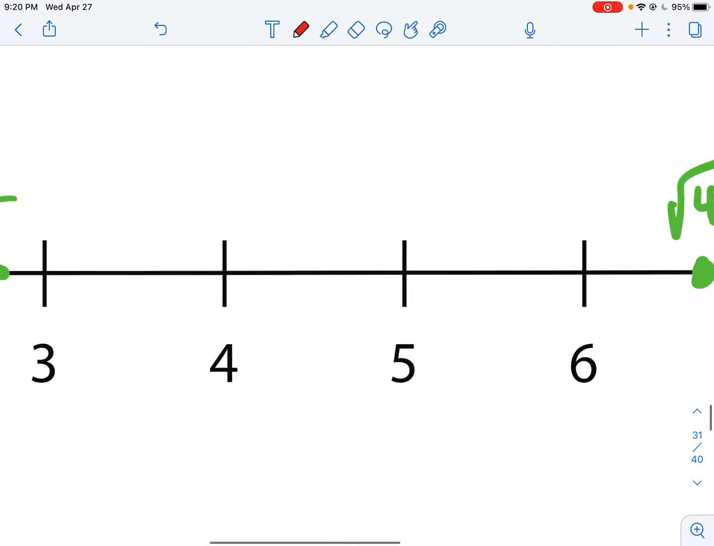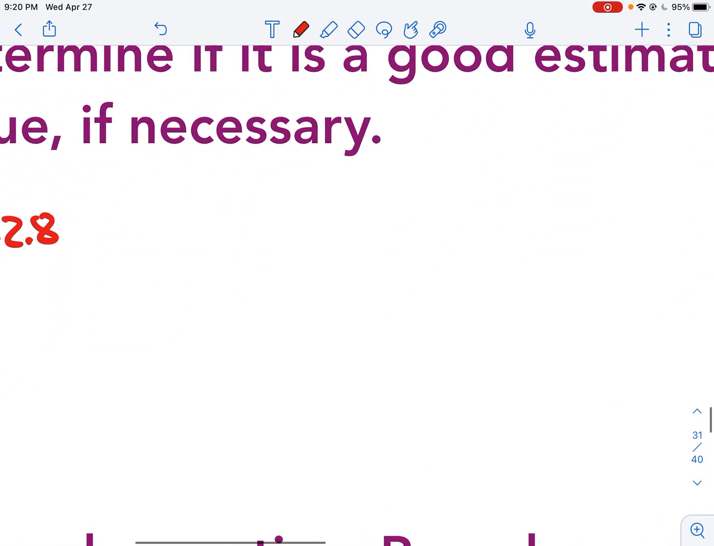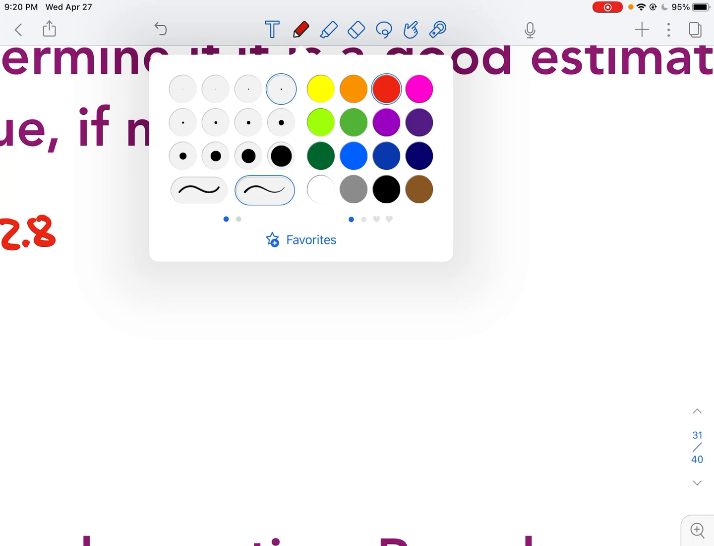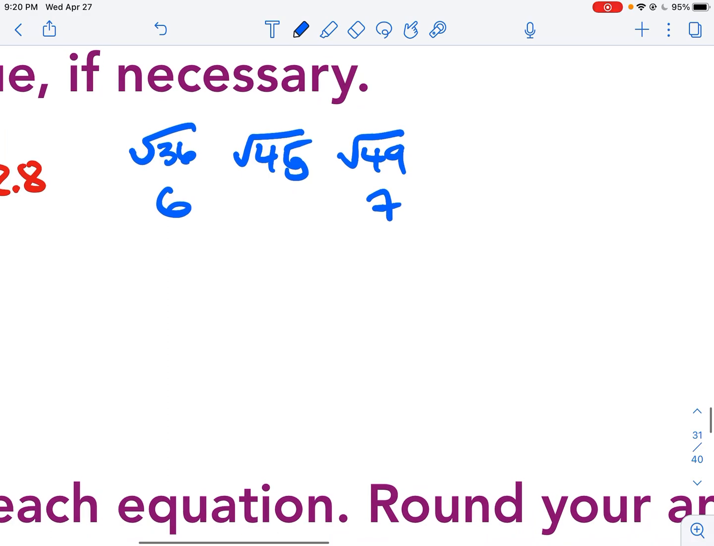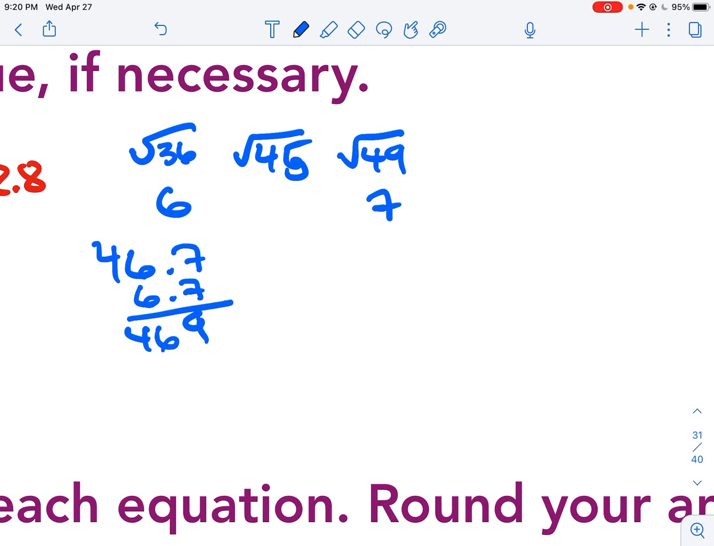Okay, so we're going to do our next one. What is our next one? 45. Change my color. So the square root of 45 is between the square root of 36 and the square root of 49. So it's between 6 and 7. It looks like it's closer to 7. It's only 4 away. It's higher than halfway, so I'm just going to pick 6.7. That's 49, 42, 46.